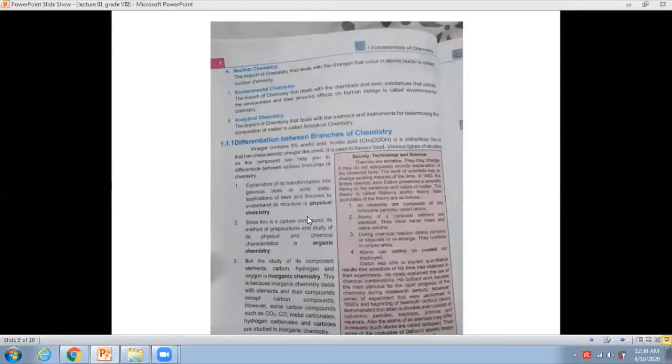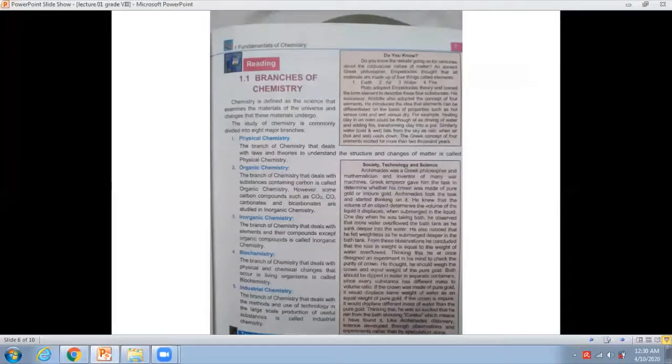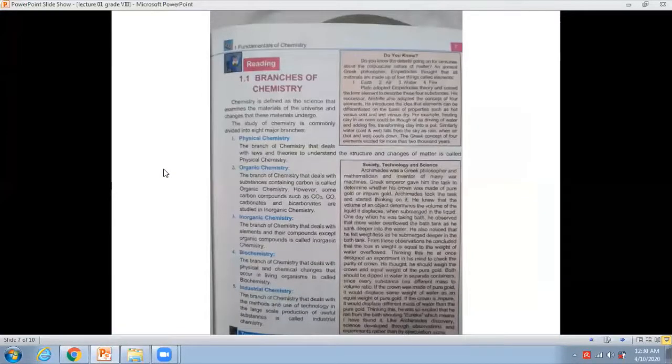Dear students, these branches of chemistry, the first one is the physical chemistry. So the physical chemistry is the branch of chemistry that deals with laws and theories to understand the structure and changes of matter is called physical chemistry.